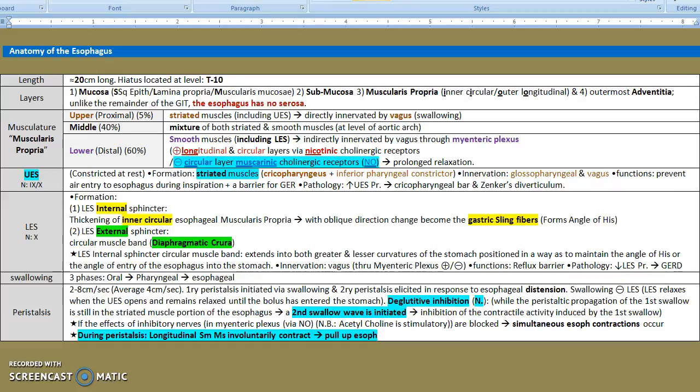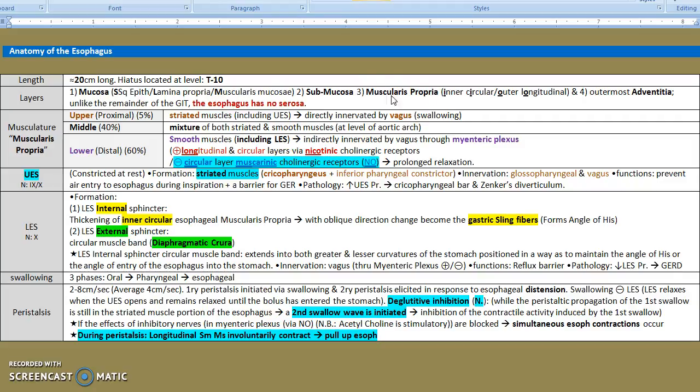All right, a few words about esophageal anatomy. The esophagus is about 20 centimeters long with the hiatus at T10. There are four layers of the esophageal wall: mucosa, submucosa, muscularis propria, and instead of the serosa, there is adventitia. Remember not to confuse the muscularis mucosa, which is part of the mucosa, with the muscularis propria.